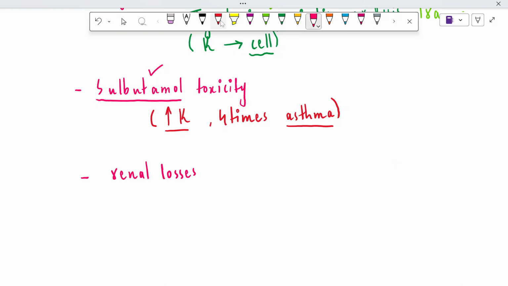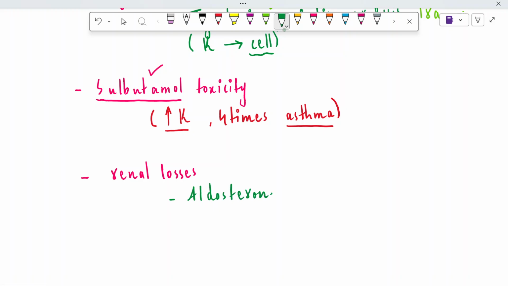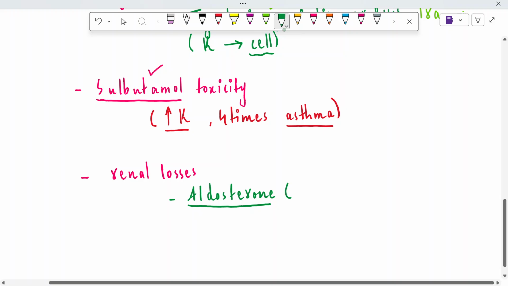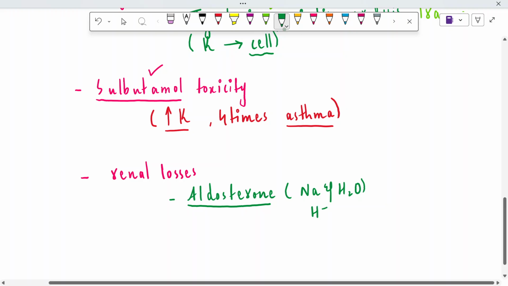And in renal losses of potassium, one important aspect comes in, that is an increased amount of aldosterone. And what is the primary function of aldosterone? Aldosterone is a hormone produced by the adrenal cortex. Its function is to reabsorb sodium along with water. But there is a price we have to pay. It will result in hydrogen and potassium excretion. It means when hyperaldosteronism occurs, there will be an obvious amount of hypokalemia inside the body.